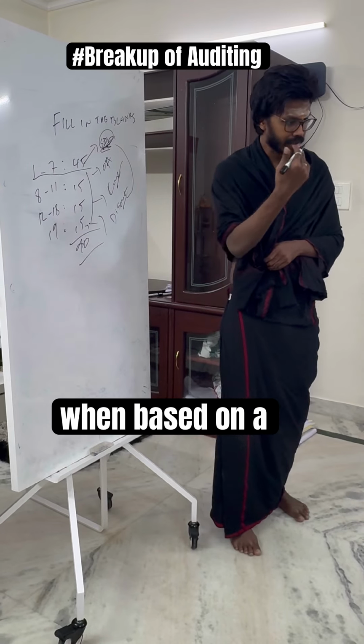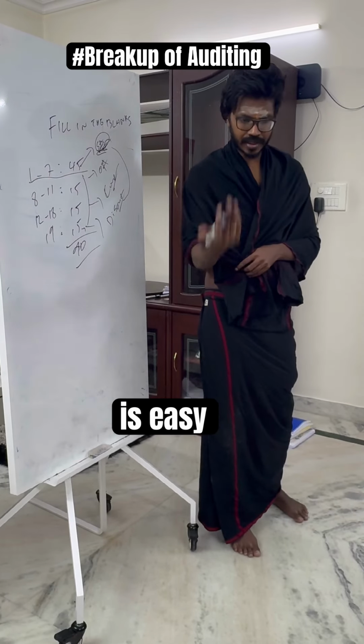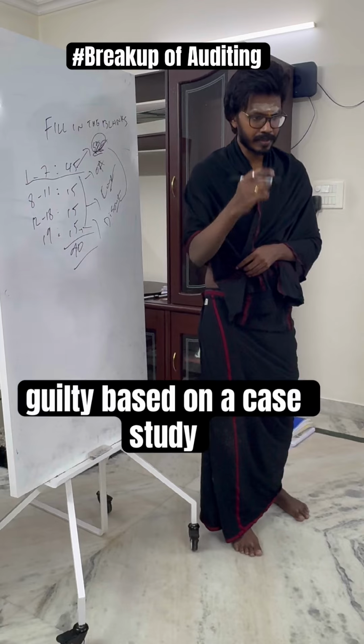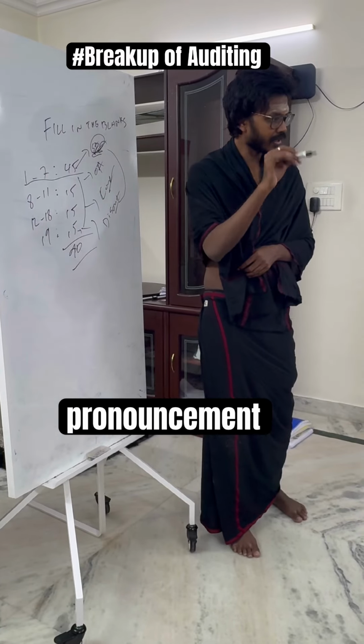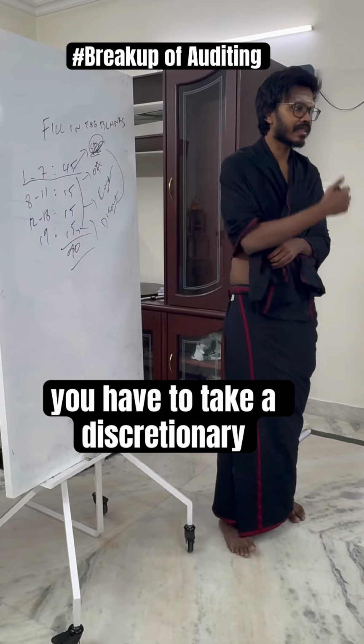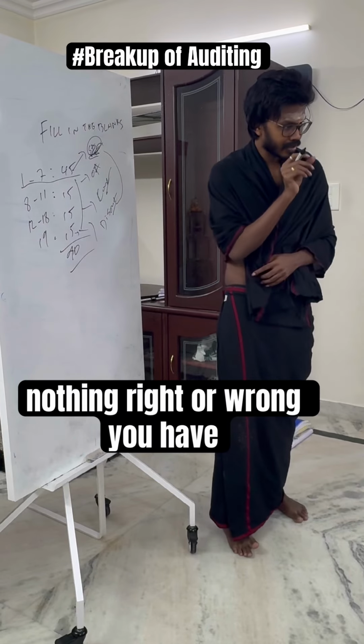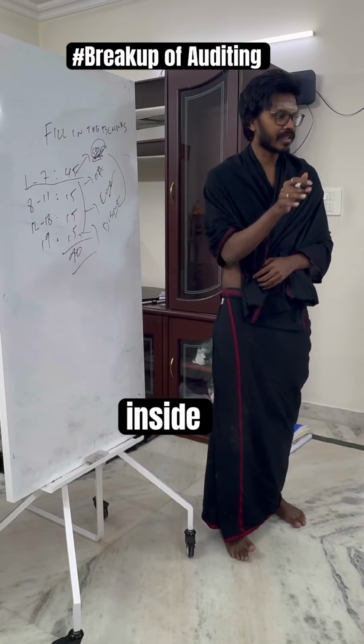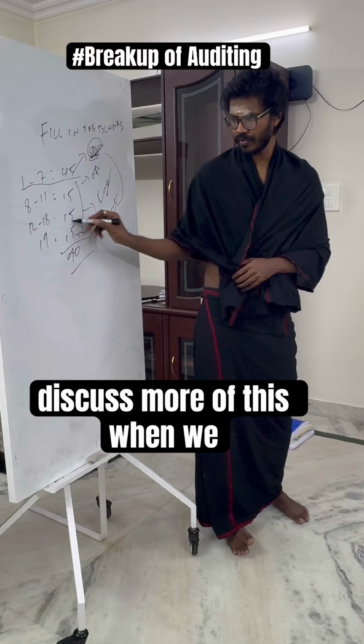So when it is based on a legal pronouncement, the judgment is easy. Guilty, not guilty, based on a case study or a legal pronouncement, it is very easy. When you have to take a discretionary stand, there's nothing right or wrong. You have to apply the thinking of an auditor inside. That is why you find it hard. We'll discuss more of this when we go there.